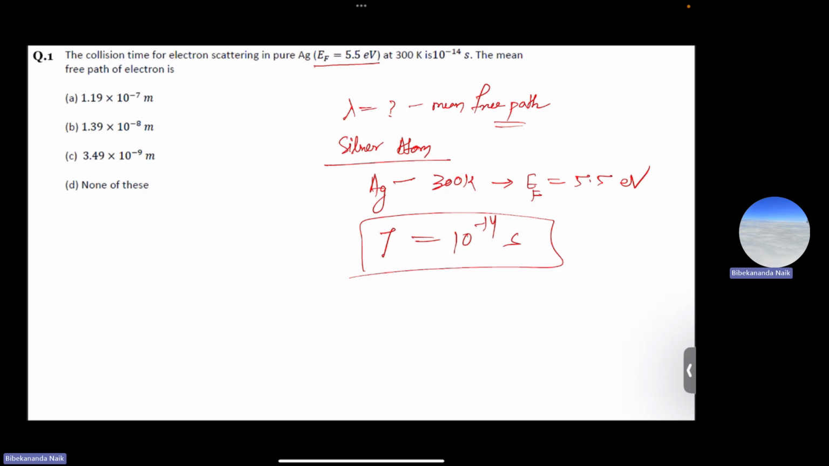This type of problem, in the last class we have also solved a few problems like this. So I'll give you a few minutes to try this question and then I will discuss how this will be solved and what is the correct answer.